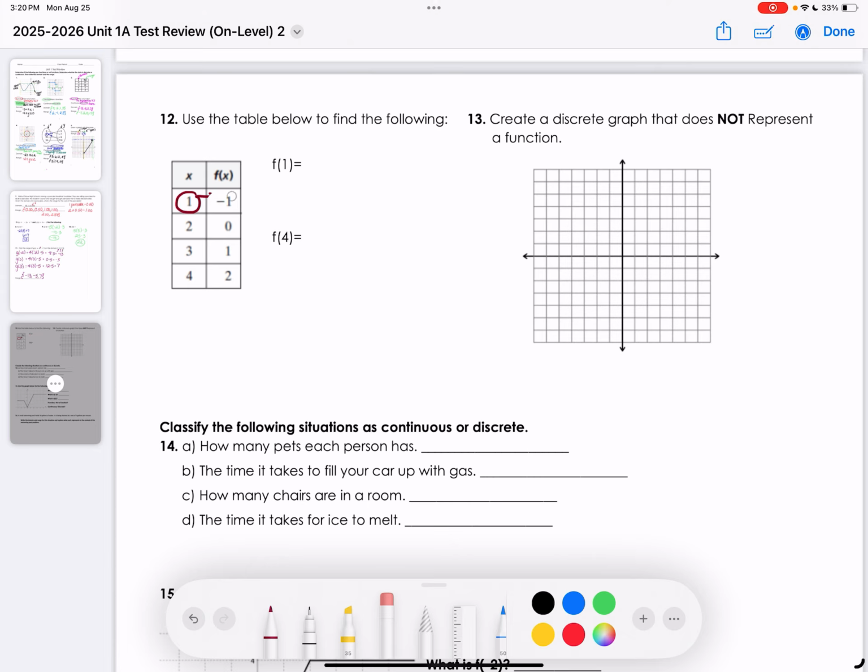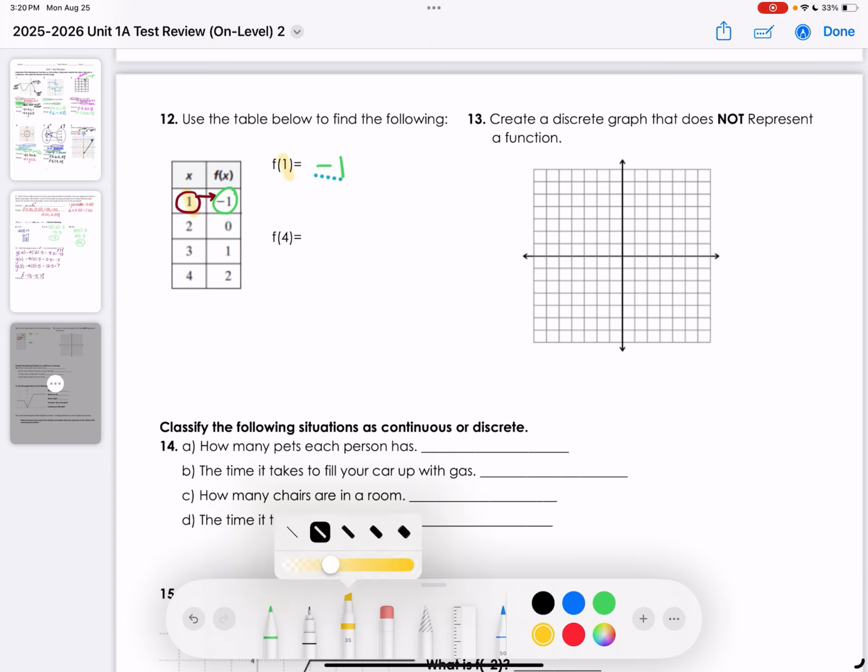Oops, I didn't mean to erase that part. I meant to get the highlighter. Actually, let me do it the other way. I'll highlight this one, and this will be a different color. Okay. Let me get a different highlight color.